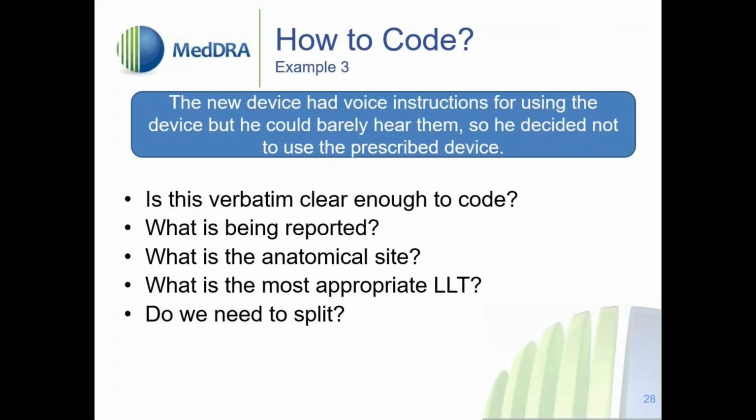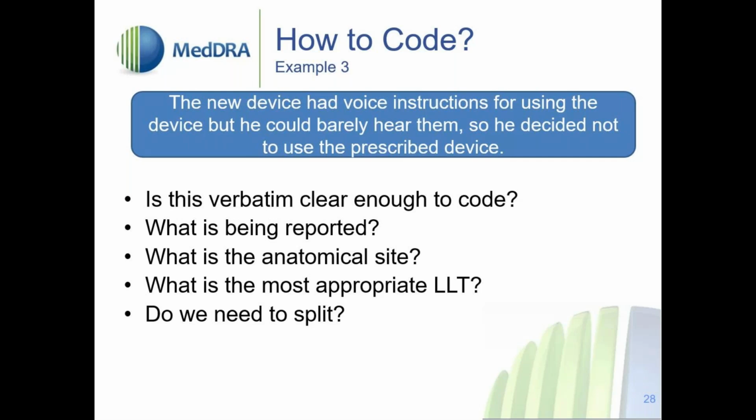So here, again, we have to dissect and make sure we capture all information that has been provided to us. Here we're talking about the new device had voice instructions for using the device, but he could barely hear them. So he decided not to use the prescribed device. So there's a new device that has voice instructions, but they're not so clear, or they're not loud enough, or there's some issue with the voice instructions such that it's hard to hear. So because he couldn't hear the voice instructions from the new device, he decided not to use the prescribed device.